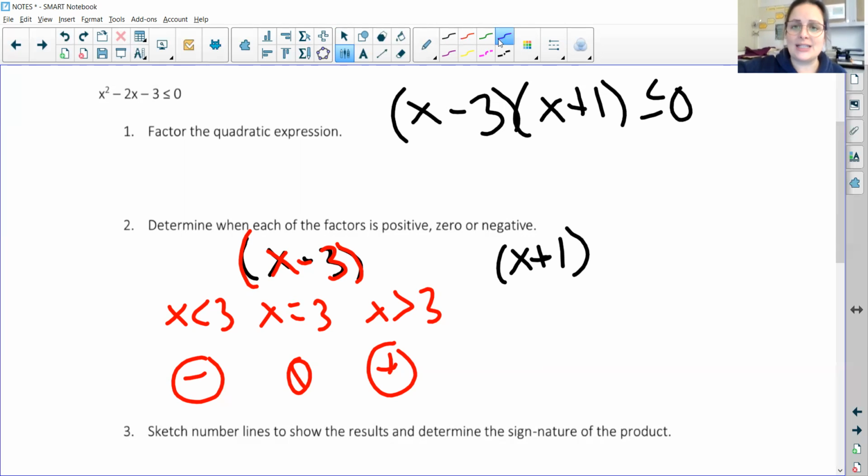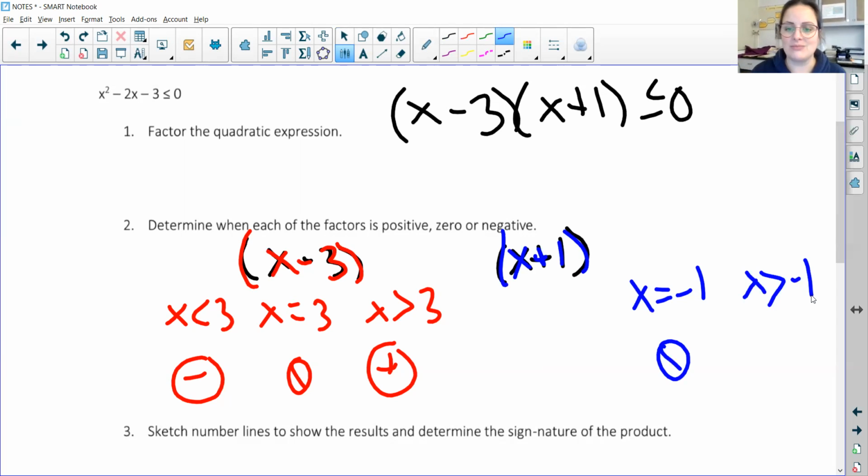So we're going to do this next one and do the same thing. The place you start out with is where it is equal to 0. So when x is equal to -1, the overall factor of x plus 1 will equal 0. When x is more than -1, so let's say 3, what is the overall sign of that factor? 3 plus 1 is 4. That is a positive value. It's going to be positive. And then when x is less than -1, it's going to be negative.